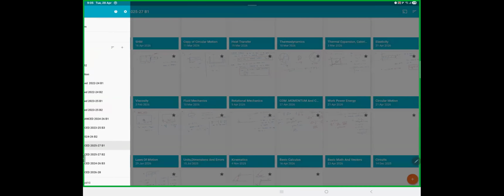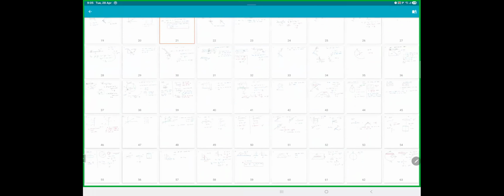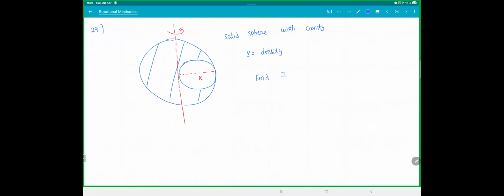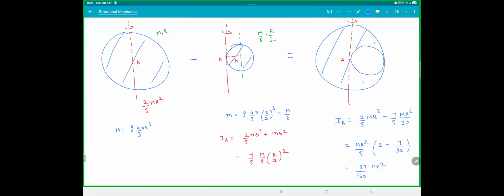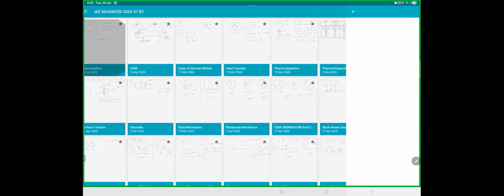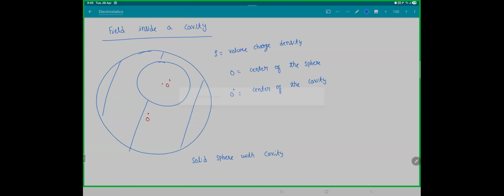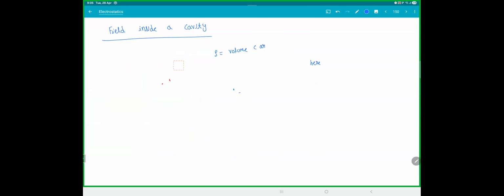The second time you encountered a cavity was in rotation. Then we did the same thing. We said, okay, take a full sphere, subtract the chota sphere, then you get this thing. So this gives me an idea. Maybe this is how I should approach this one also. And then I will say, okay, let's do that and see. That is how you think.